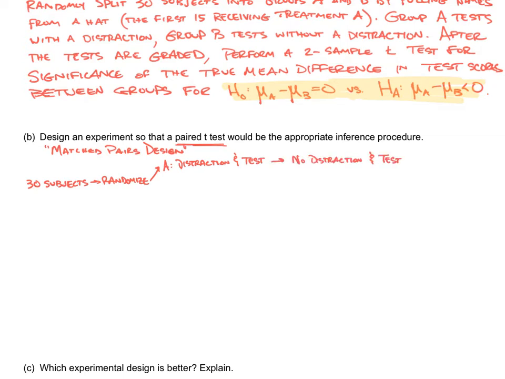So group A, first we have the 30 subjects. We're going to split them in half randomly. And group A is going to have a distraction and then a test. And then we are going to give them a similar but different test where they get no distraction and then the test. So group B will do the opposite.